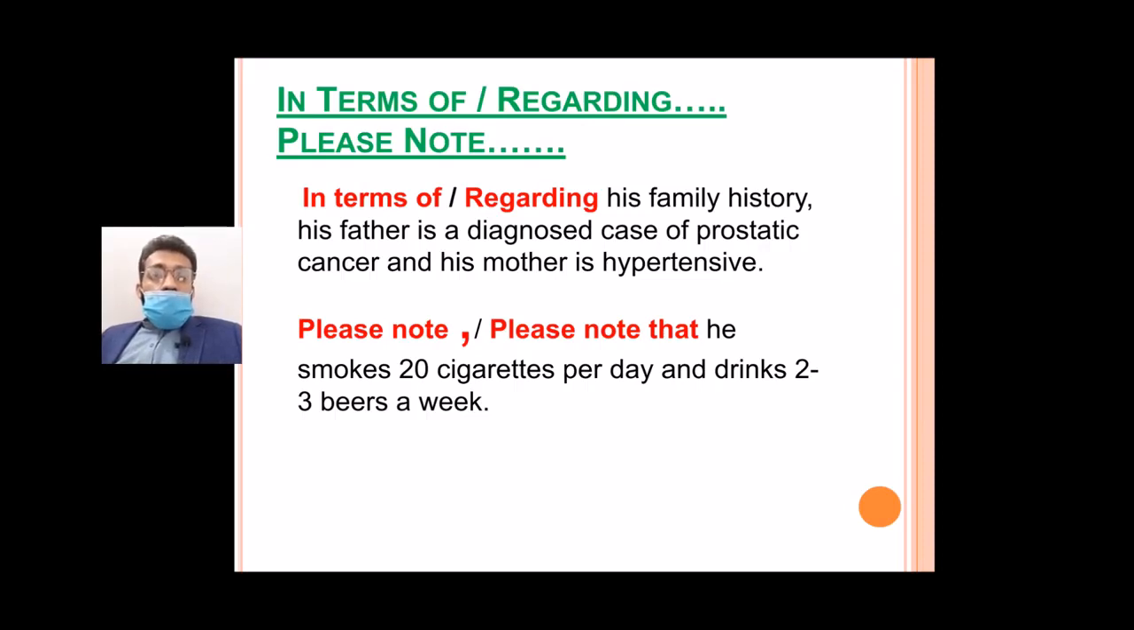Now I will tell you how to use the connector "please note" or "please note that". If there is some important information, like allergic status or smoking status or drinking status, you can introduce the important status with "please note". If you want to use "please note", then you should use a comma here. If you don't want to use a comma, you can use "please note that he smokes 20 cigarettes per day and drinks 2 to 3 beers a week". You can also write "please note he is allergic to penicillin" or some other drug.